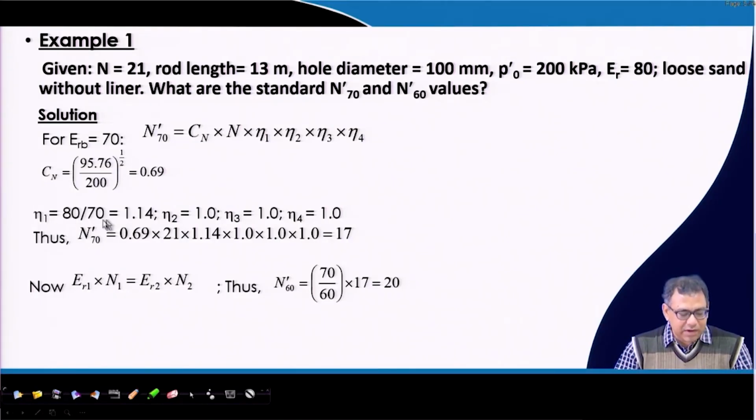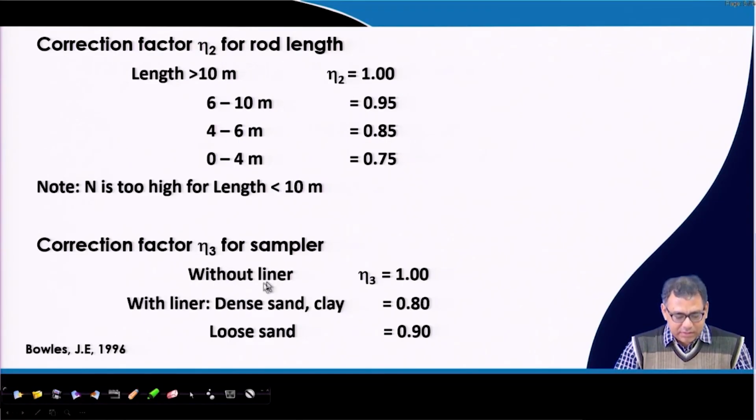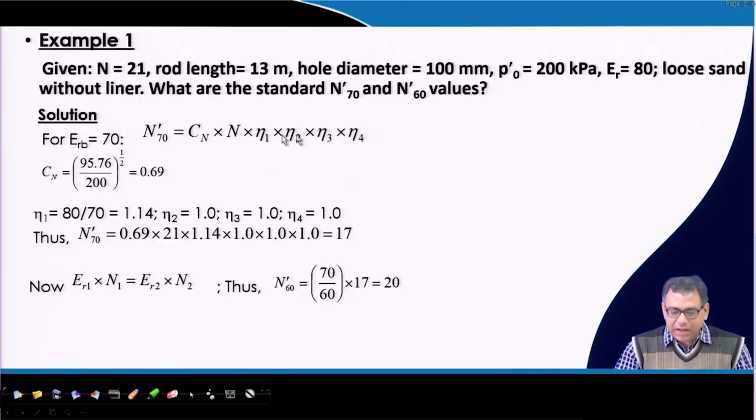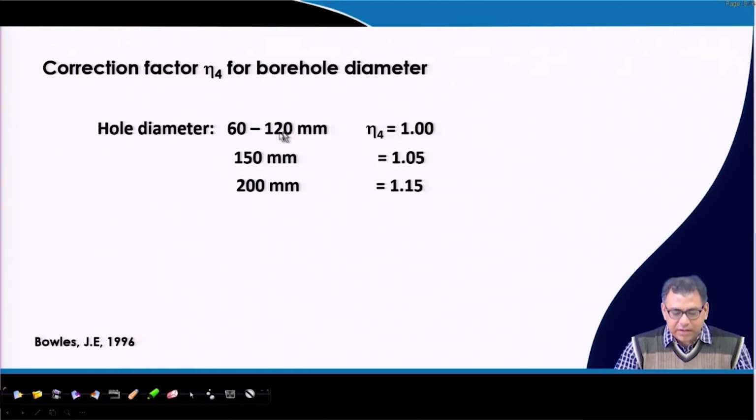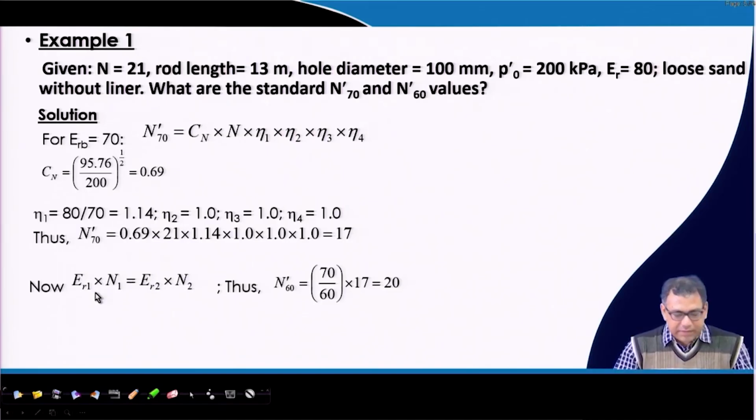So, eta 1 is 1.14, eta 2 is 1, eta 3 is without liner, so it is 1. Then borehole diameter is 100 millimeter, and for 60 to 120 millimeter it is again 1. So, this is also 1, and then we have P0 bar is 200. So, the Cn value I will get from this equation.